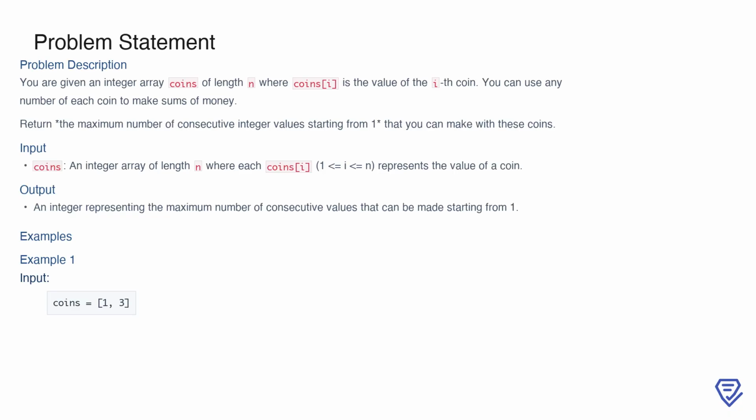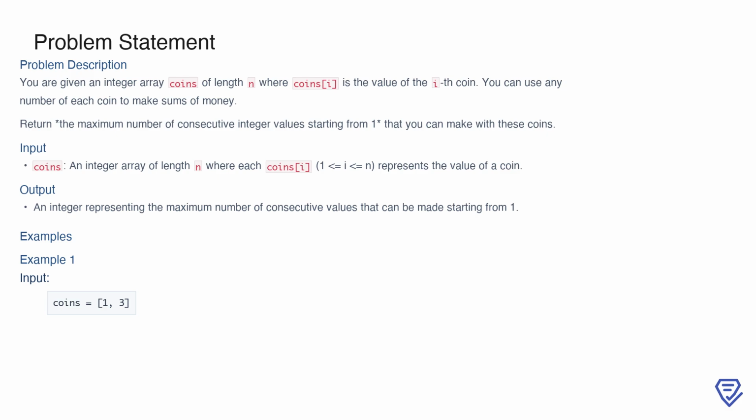In this problem, we are tasked with finding the maximum number of consecutive integer values that can be formed starting from 1 using the coins provided in the input array. Each coin in the array has a specific value, and you are allowed to use any number of each coin to form sums of money.